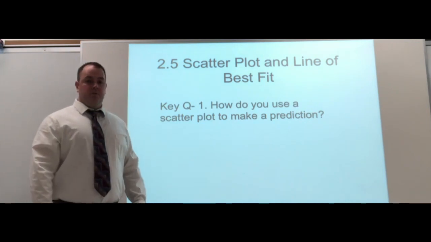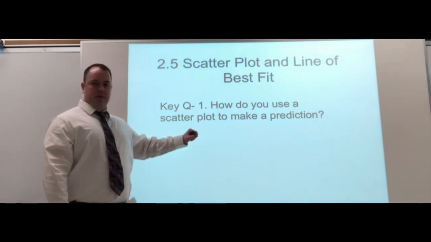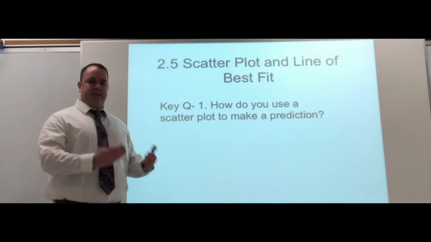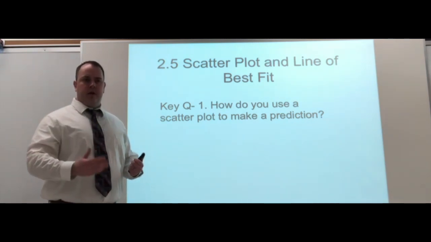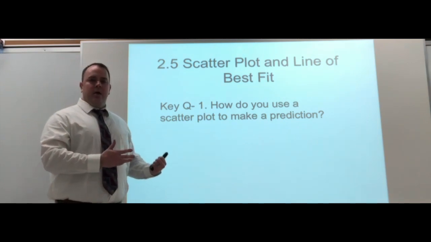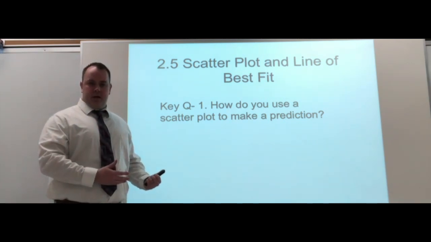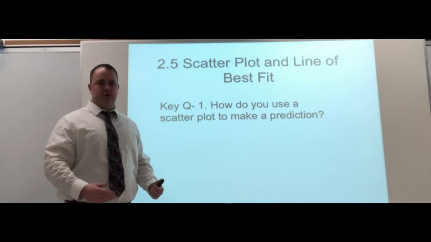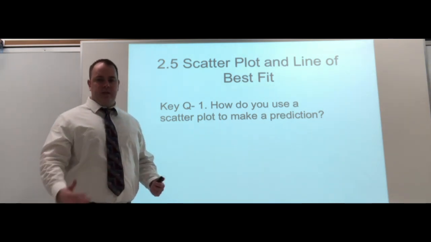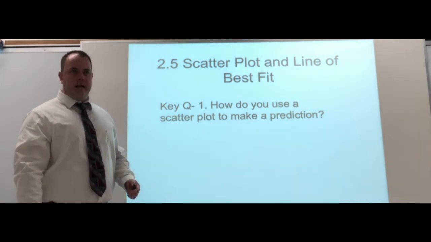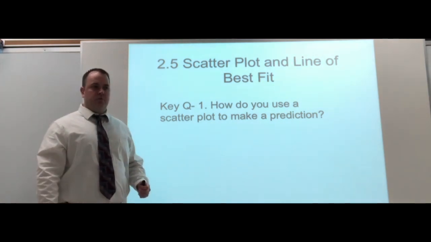Okay, for the second part of 2.5, we're still looking at making predictions. This time, instead of just looking at the line and estimating values on the grid, we're actually going to find the equation for the line of best fit. It's called the regression equation. Today we're going to do it by hand in section 2.5. We will also use the calculator function to find that equation later on in section 2.6.